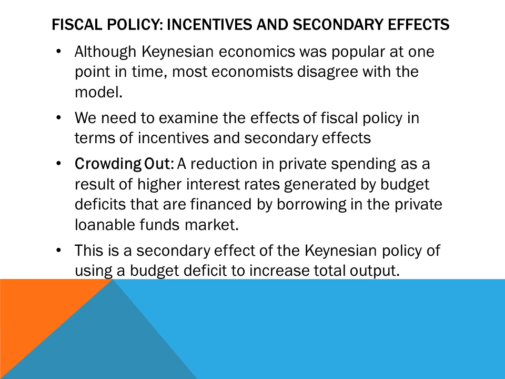Crowding out is when we have a reduction in private spending as a result of higher interest rates generated by budget deficits that are financed by borrowing in the private loanable funds market. This is a secondary effect of the Keynesian policy of running a budget deficit to increase total output, but ultimately it reduces consumption spending and crowds out investment spending, leading to a smaller multiplier effect than we previously believed.